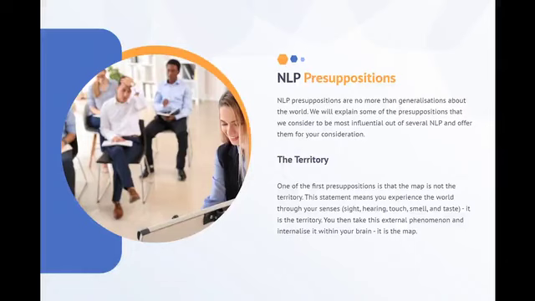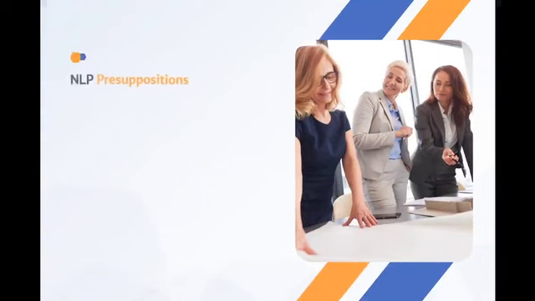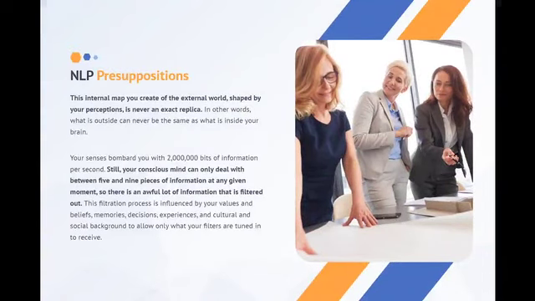This statement means you experience the world through your senses: sight, hearing, touch, smell, and taste. It is the territory. You then take this external phenomenon and internalize it within your brain. It is the map. This internal map you create of the external world, shaped by your perceptions, is never an exact replica. In other words, what is outside can never be the same as what is inside your brain.